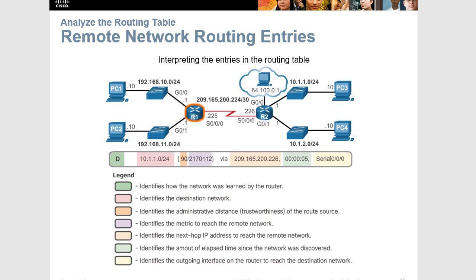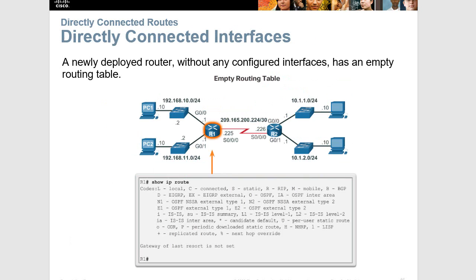And I believe we've seen this before in CCNA 1. Not going to go over everything again. You can see how it was learned, the administrative distance and the metric to reach whichever network, what it learned it from, the elapsed time since the network was discovered, and the interface over here. So you've got the legend down there. We've gone over that before.